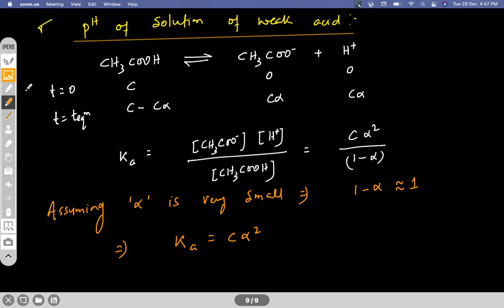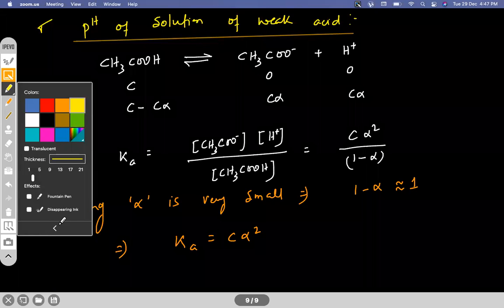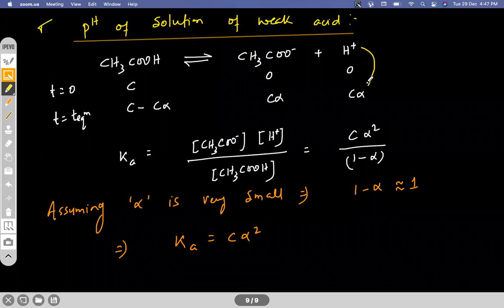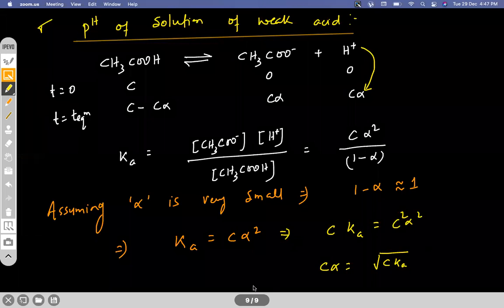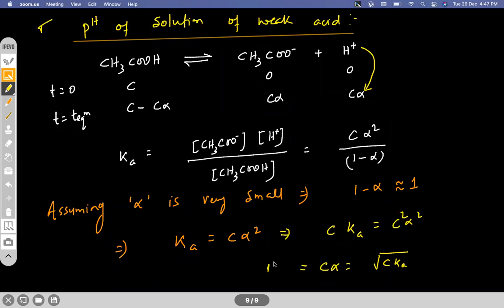Again, you focus on this. We need to find out the H plus concentration, that is C alpha. Once you know this H plus, we can find out pH. To get C alpha, we multiply both sides by C here. So C times Ka is equal to C square alpha square. So C alpha is equal to root under C Ka, which is nothing but the H plus concentration here. Copy this down.